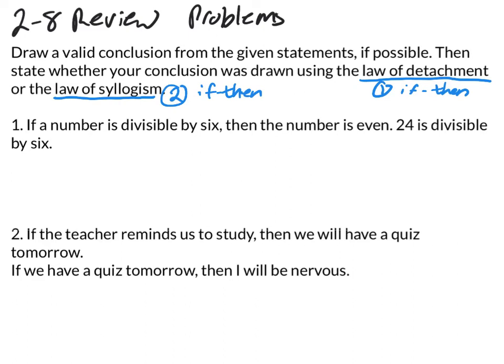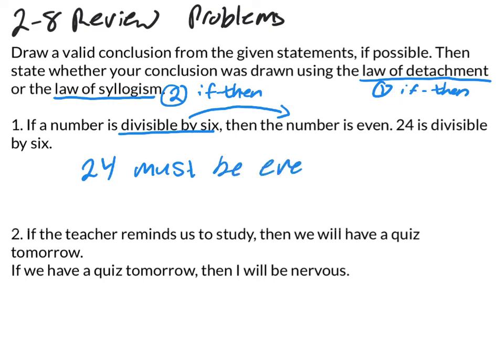So it gave me an if-then statement and it said 24 is divisible by 6. So let's go back to our sentence. I know 24 is divisible by 6. I can read 4 words in my sentence and say, okay, well, then the number must be even. So 24 must be even. And we know that because of the law of detachment.